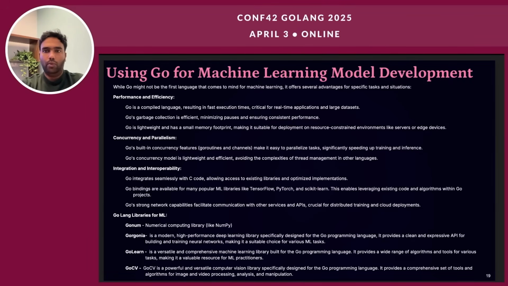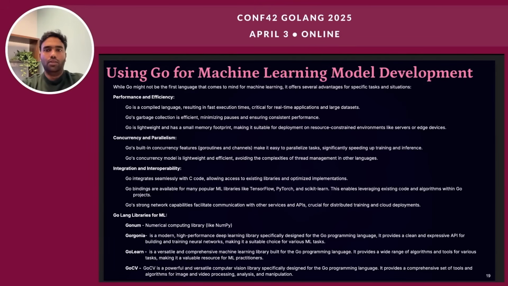Golang is a compiled language, which means it generally runs faster than interpreted languages like Python. This can be a significant advantage when working with large datasets or complex models. With concurrency, Go has built-in support for goroutines, making it easier to parallelize tasks, which can be beneficial in training large models or handling real-time data processing. Go bindings are available for many popular machine learning libraries like TensorFlow, PyTorch, and scikit-learn. This enables leveraging existing code and algorithms with Go projects.